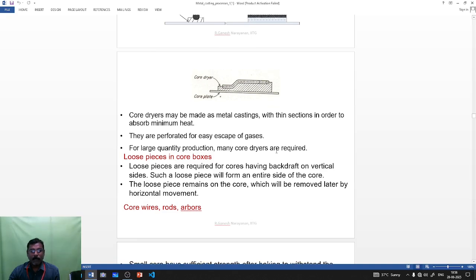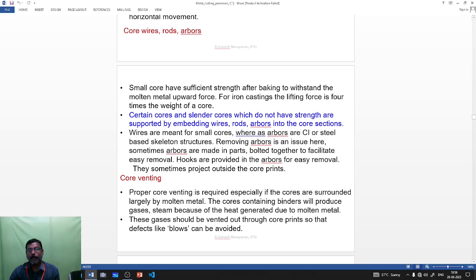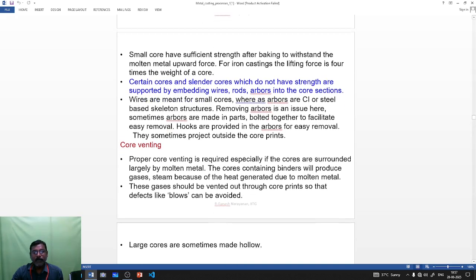Core wires, core rods, etc. A small core has sufficient strength after baking to withstand the molten metal's upward forces. For iron casting, the lifting force is 4 times the weight of the core. Wires are meant for small cores, and cast iron or steel is used for supporting. Sometimes the materials are plotted together to facilitate easy removal and core winding.